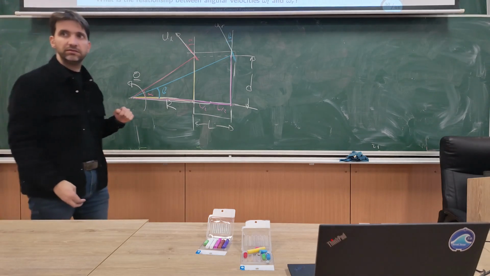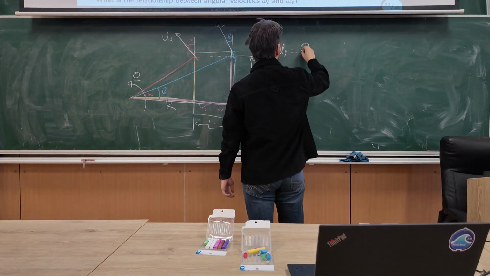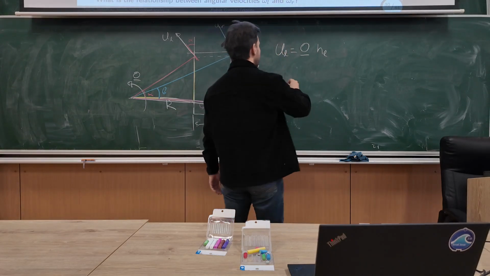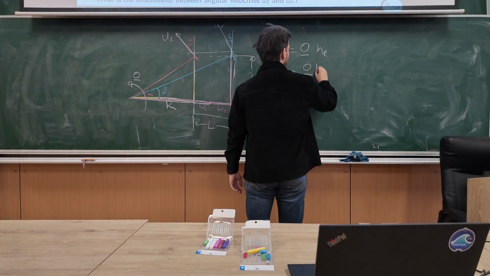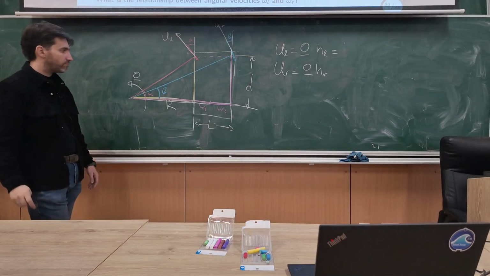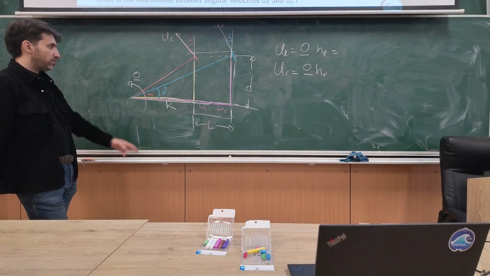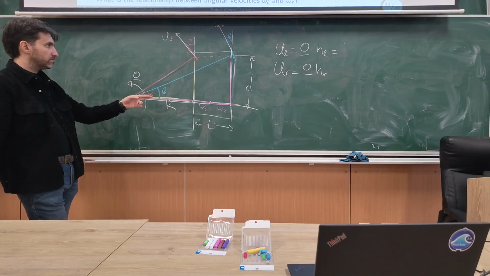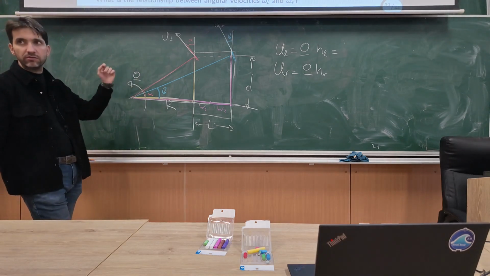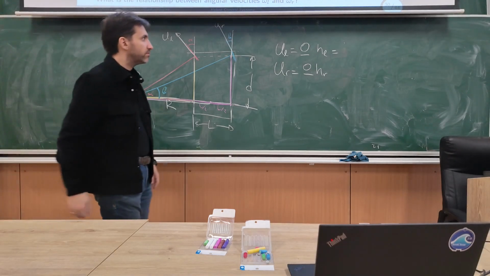UL is the angular velocity times the red line, I don't know, HL, hypotenuse L. UR will be omega times HR, and HL is how much? The square root of (R minus L over 2) squared plus D squared, that's one way, or it can be, I don't know, D over sine alpha, we can do it whatever way we want. Okay.